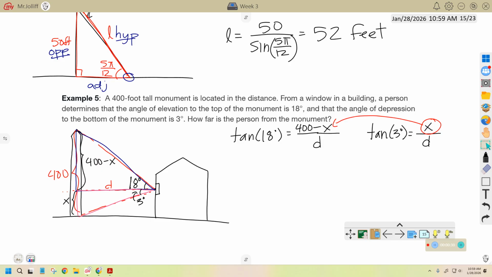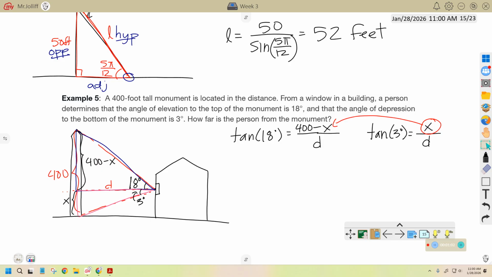And we used the fact that that monument is known to be 400 feet tall to write the opposite sides of those right triangles in terms of 400 and that unknown x, which is the vertical side of the smaller triangle. We know we want, ultimately, the distance that the hotel is from the monument. We want d. And so we set up tangent ratios for both triangles.